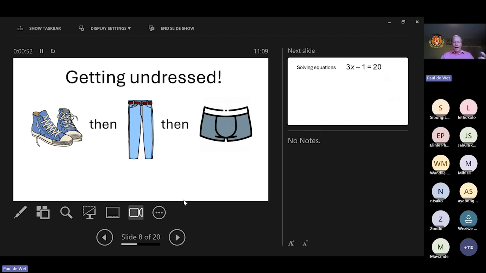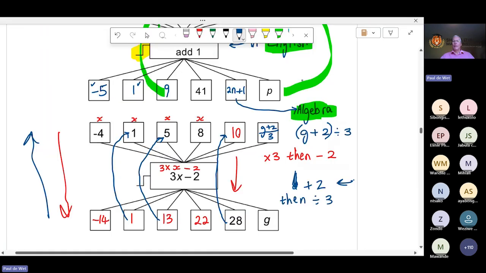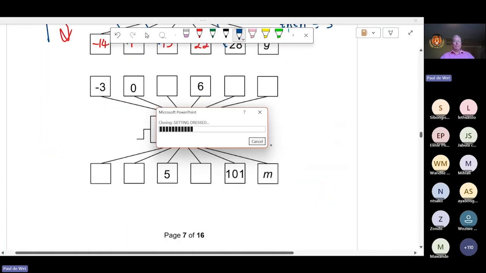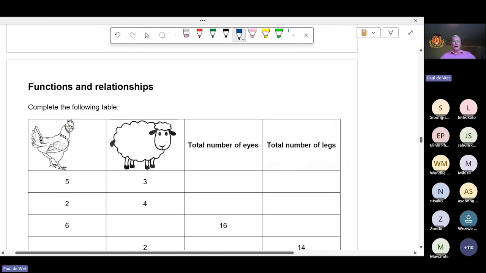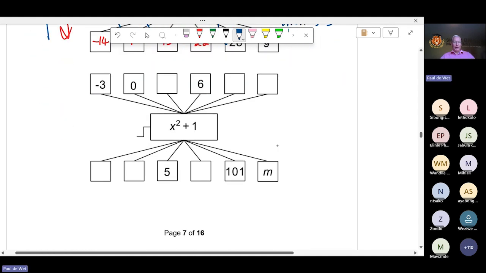So when we undo with the machine, we do exactly the same thing. We undo in the reverse order. In other words, we're working backwards. Okay, let's try another one.